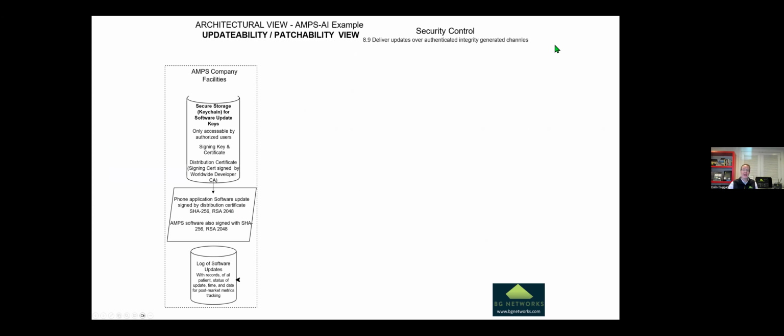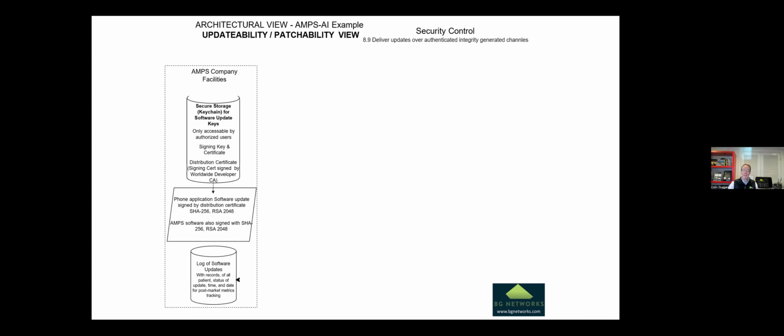Okay, we'll go to the second view now, which is the patchability view. And we're addressing Category 8. There's only one in Category 8, which is to deliver updates over authenticated and integrity-checked channels. And what we'll show here are the three different locations that a software update is going to be generated or stop along the way.